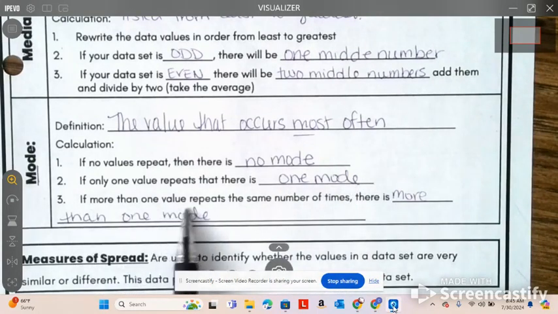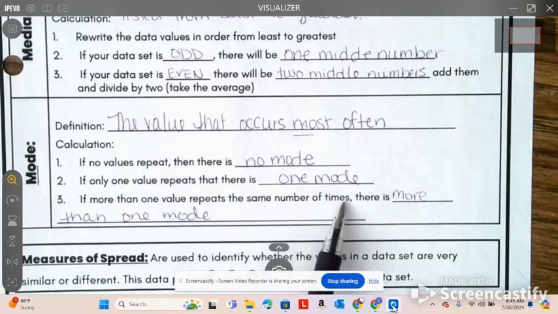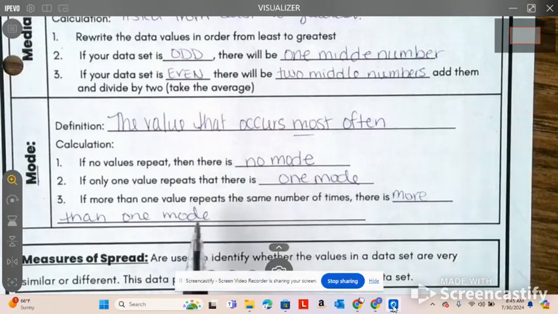If more than one value repeats the same number of times, there is more than one mode. For example, like the last example, if I had 11, 12, 12, 13, 13, both 12 and 13 would be the mode because they both occurred twice.